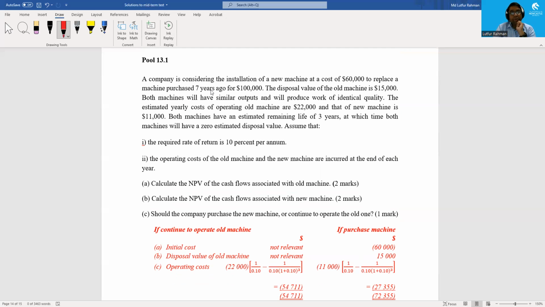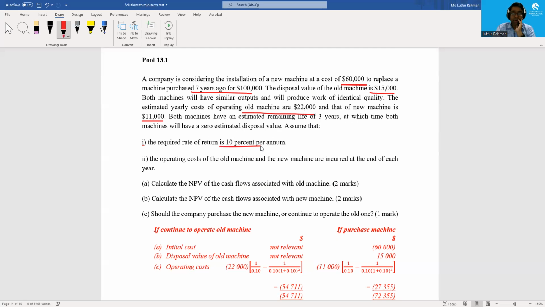A company is considering the installation of a new machine at a cost of $60,000 to replace a machine purchased 7 years ago for $100,000. The disposal value of the old machine is $15,000. Both machines will have similar outputs and will produce work of identical quality. The estimated yearly operating cost of the old machine is $22,000 and that of the new machine is $11,000. Both machines have an estimated remaining life of 3 years, at which time both machines will have a zero estimated disposal value.